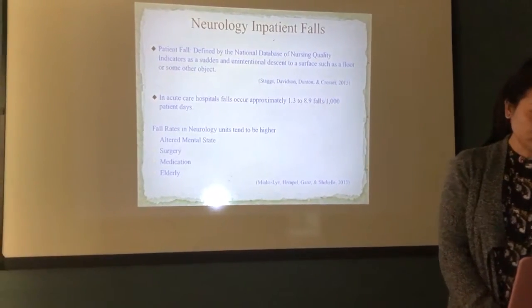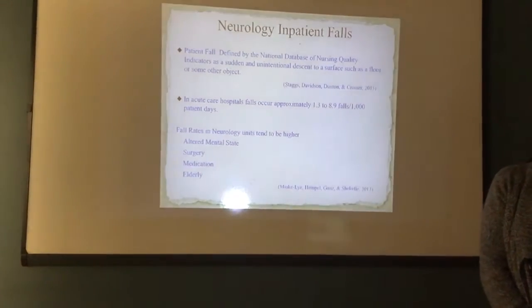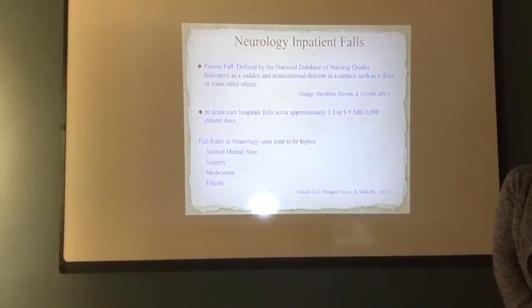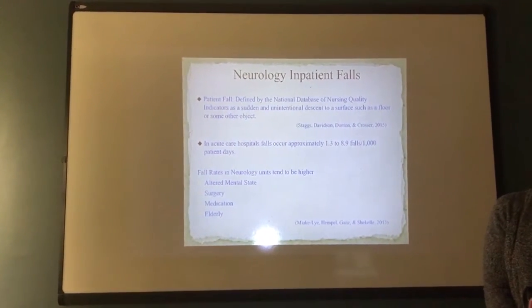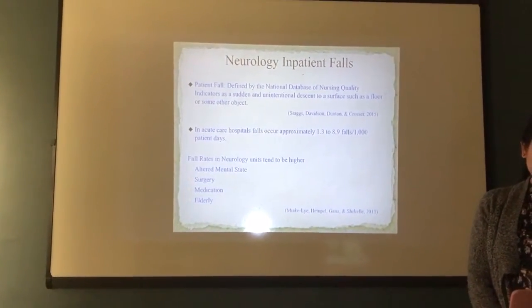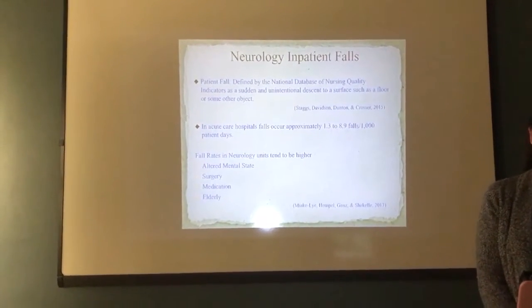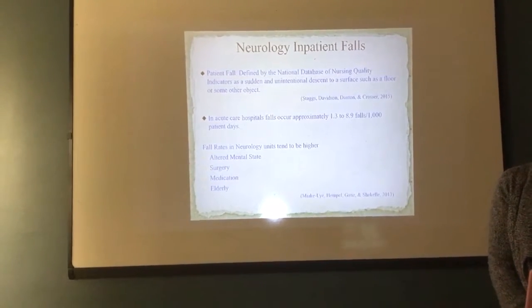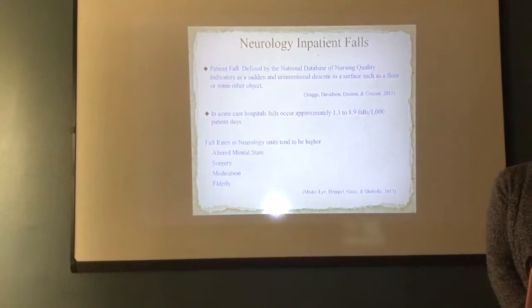Neurology in patient falls. First, how do we define a patient fall? According to the National Database of Nursing Quality Indicators, a patient fall is a sudden and unintentional descent to a surface, which can be a floor or some other object. For acute care hospitals, patient falls occur approximately 1.3 to 8.9 falls per 1,000 patient days. Studies show that neurology units such as our unit tend to have even higher rates.